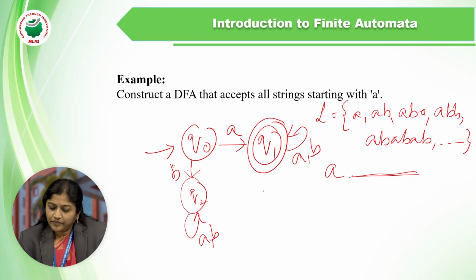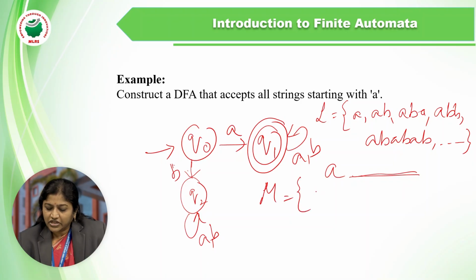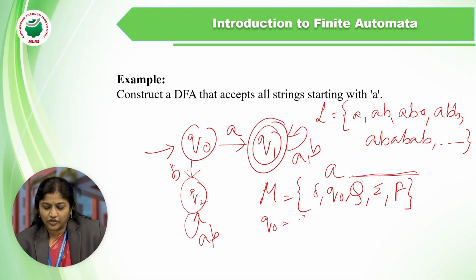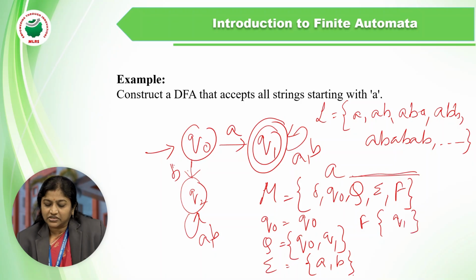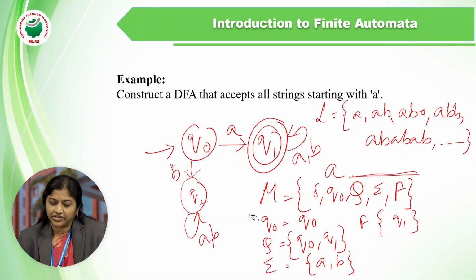So next, write all the 5 tuples. What are the 5 tuples again? Transition, Q naught, capital Q, sigma, and final state. Q naught is the start state here. And what is capital Q? How many states are we going to take? Q naught, Q1, and Q2. What are the input symbols we have taken here? A, B. And what is the final state here? Q1.